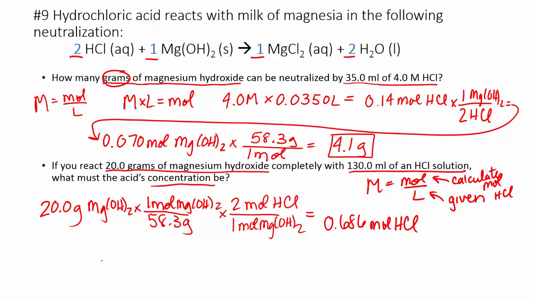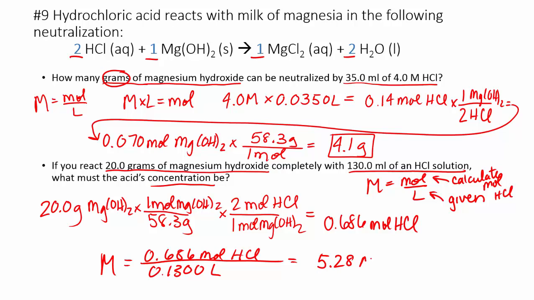And the problem asks me for molarity, and the molarity is the moles, which we just found, moles of HCl, divided by the volume of HCl, which is 0.130. Make sure you convert that into liters, and it looks like we have 3 sig figs there. So that would be my final answer.